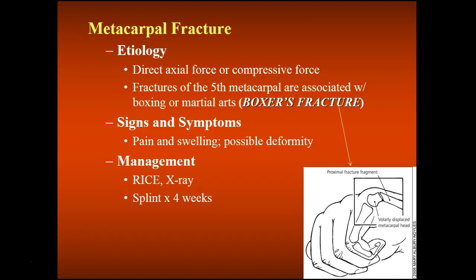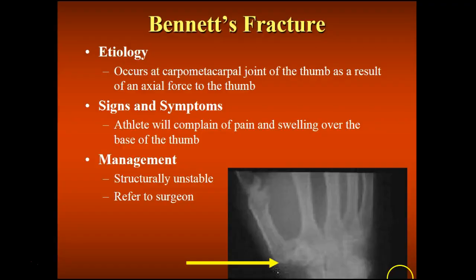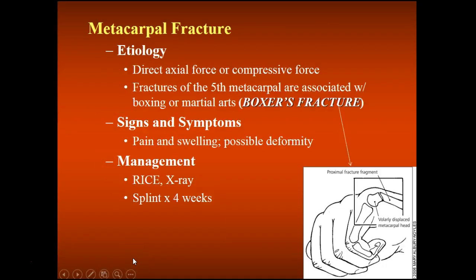Next, we have a metacarpal fracture. So the next pathology that we have is going to be metacarpal fractures. Metacarpal fractures occur to the long bones of the hand, and usually occur as a result of either a direct force to the metacarpals themselves or a compressive force. So you put your hand on the ground, and let's take a soccer athlete. Hands on the ground, and then someone steps on that hand with their cleats, right? That would be kind of a compressive force.